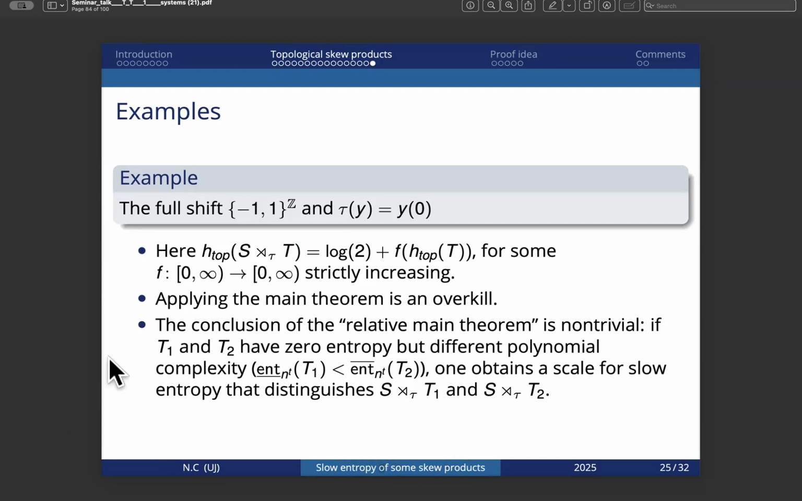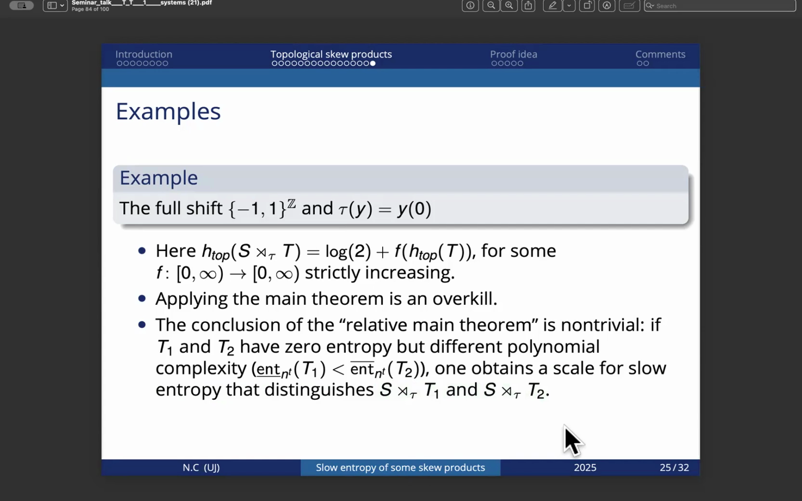For instance, if you take T1 and T2 with low complexity, like different polynomial complexity, then slow entropy can distinguish these things. Which is interesting because there are other invariants that we know that don't work in these situations. I did not want to include too many things here, but we also know that we cannot make this conclusion with other specific invariants.